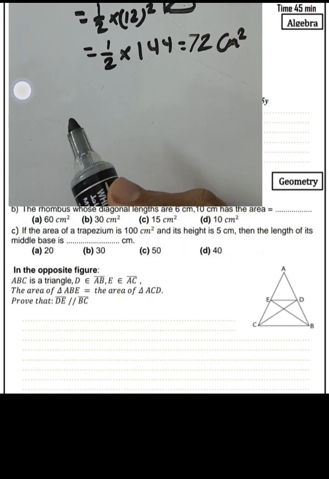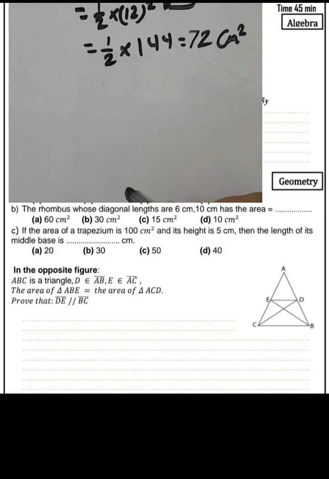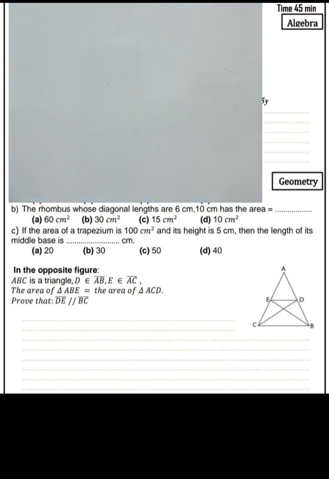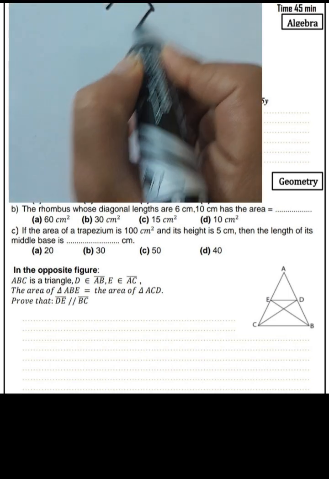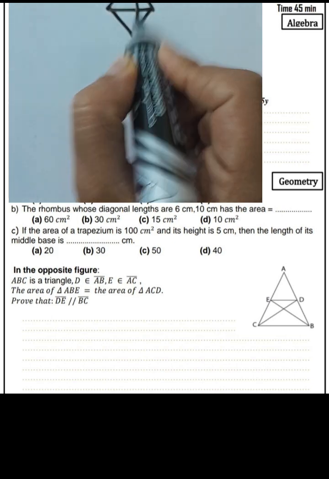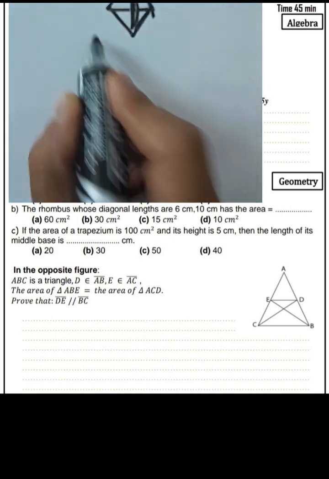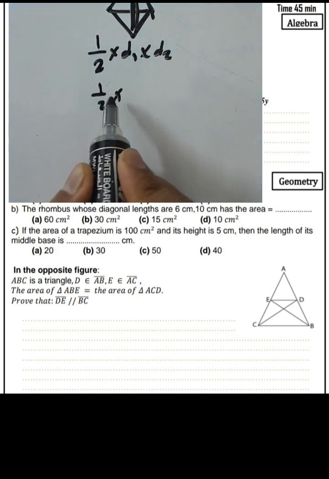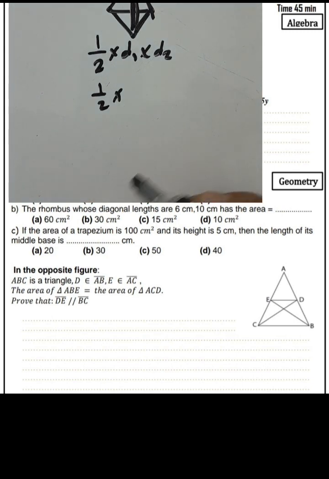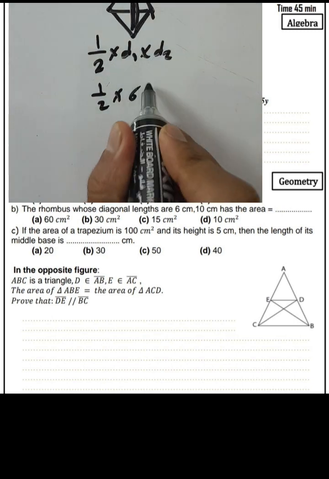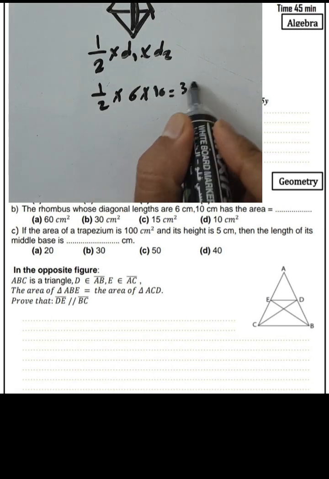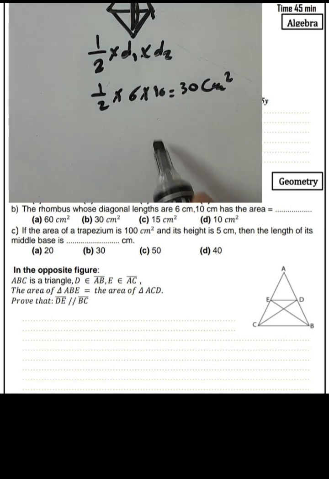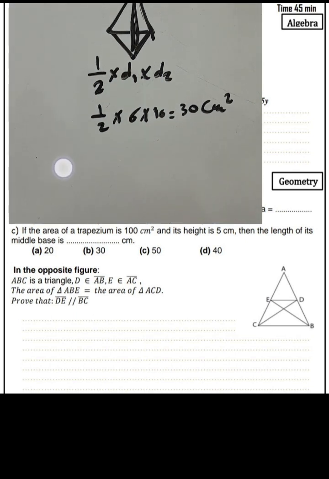Question letter B. A rhombus whose diagonals' lengths are 6 centimeters and 10 centimeters, what is its area? The area of a rhombus equals half times diagonal 1 times diagonal 2. We know the area of a rhombus is half times diagonal 1 times diagonal 2. Half times the first diagonal, he gave us in the example here 6, and the second was 10. It will be 30 square centimeters. That was question letter B. Okay, choose letter B. Next question.